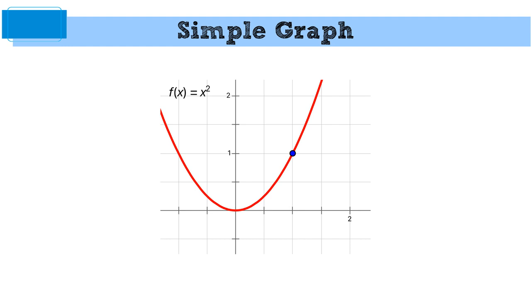Let's start with something very simple. Your friend and mine, Mr. Parabola X squared. And I put a big blue dot at 1, 1.